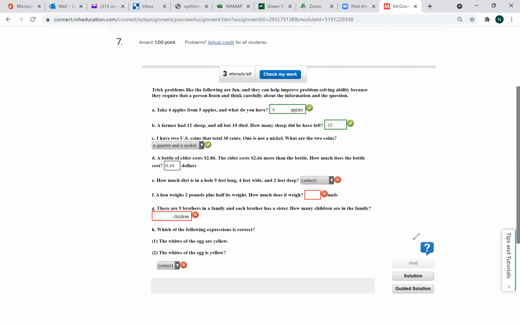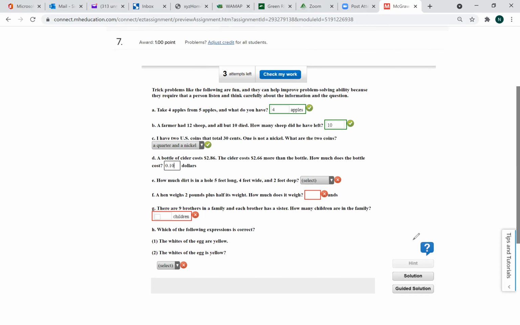Because it wants it in dollars, so I'm putting 0.10. Now, before I do this one, somebody said they had problems with F, because if I hit check my work now, it'll check my work, but it won't let me do it 3 times. So let me look at F. A hen weighs 2 pounds plus half its weight. How much does it weigh?